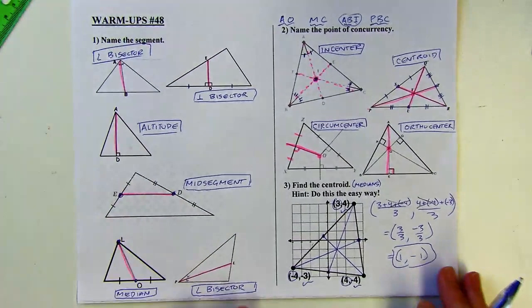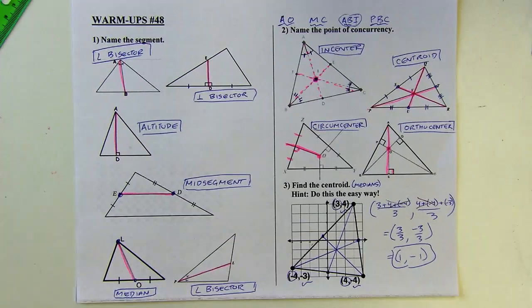But yeah, averaging the 3 x's and the 3 y's works really nicely on problems like that, especially if you get a decimal or a fraction. Okay, that's it for this warm-up. See you next time.